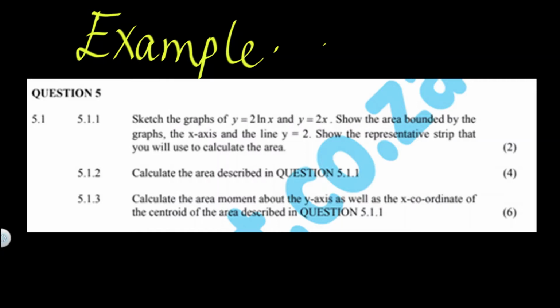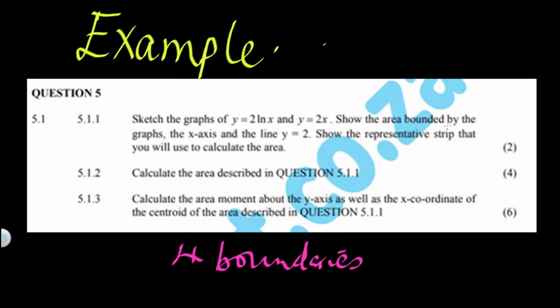So if we analyze our question, it means we are looking for an area that has 4 boundaries. The curve y equals 2 ln x, y equals 2x, the x-axis and the line y equals 2. It is very important that you be able to sketch this area on a Cartesian plane for you to do question 5.1.2. You cannot use integration to find this area if you didn't sketch the area properly.